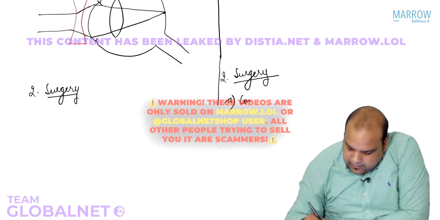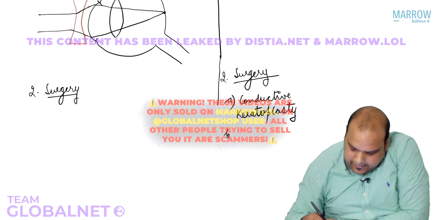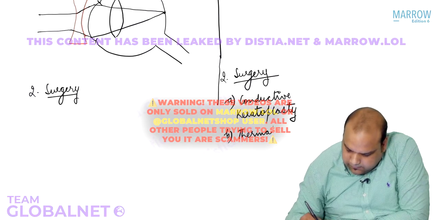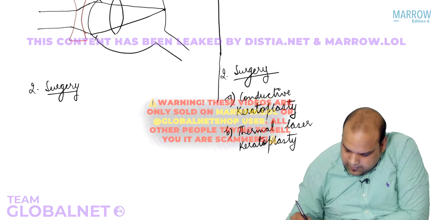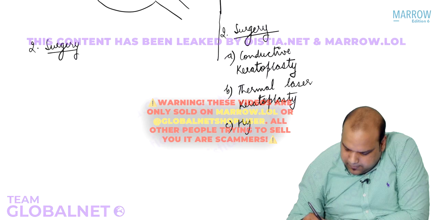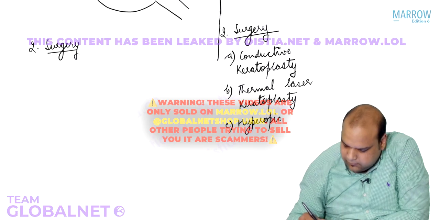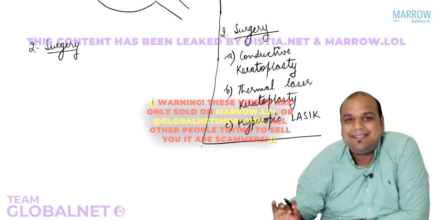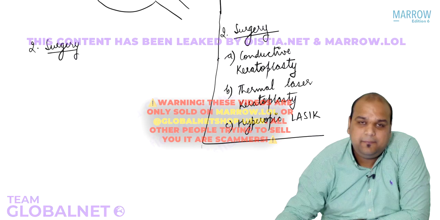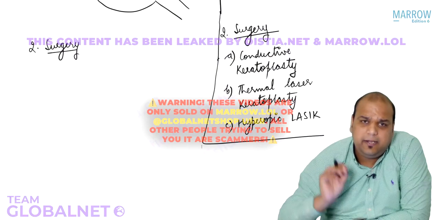Number one, conductive keratoplasty. Secondly, thermal laser keratoplasty. And lastly, hyperopic LASIK. LASIK for hypermetropia. Okay, just listing the names, not going into the details at all, everybody. Okay, that's the surgeries for hypermetropia, the mainstay of the treatment being spectacles, as already explained to you.